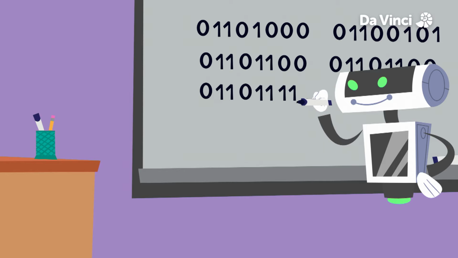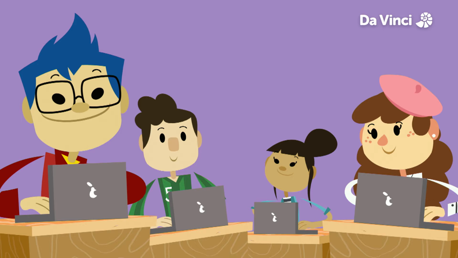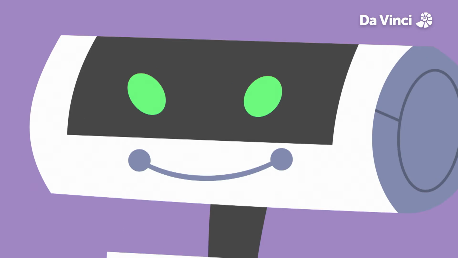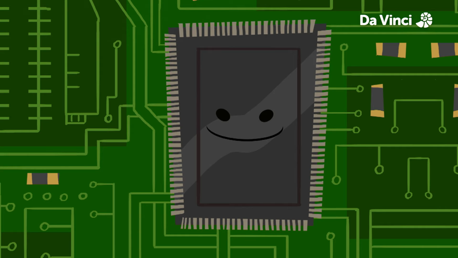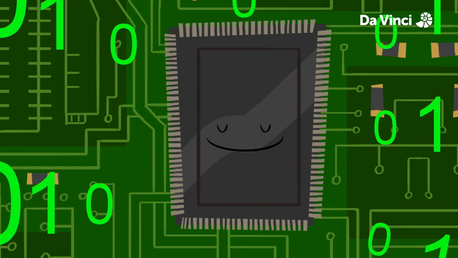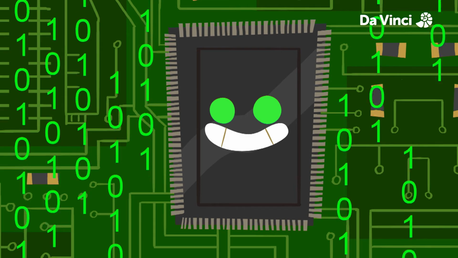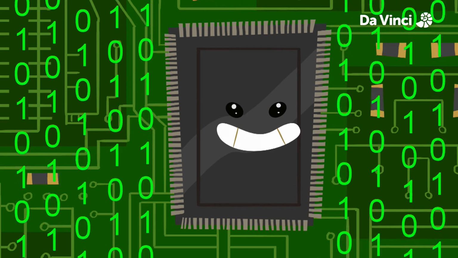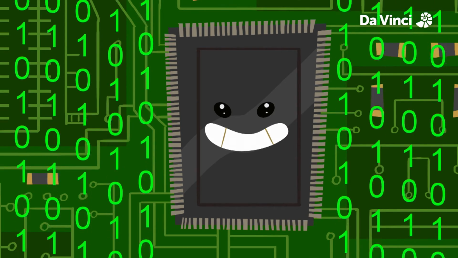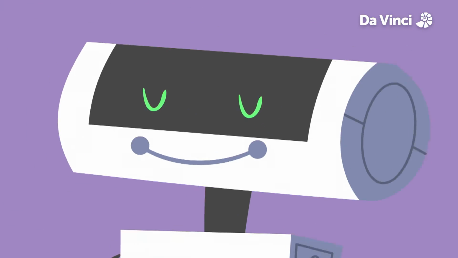The reason we speak to a computer using binary code is because the brain of the computer, called a microprocessor, only understands the numeral 1 or the numeral 0. Yes, it's true. Computers process information using different combinations of ones and zeros.